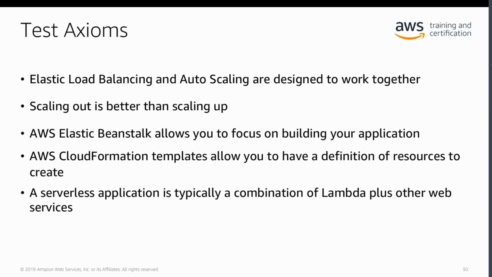Elastic Beanstalk allows you to focus on building your application and not worry about a lot of the underlying infrastructure deployment, whereas CloudFormation gives you a lot more control, allowing you to have a definition of resources that you want to create and run that through the engine. And a serverless application is typically a combination of Lambda code plus maybe other services that are triggering it or that Lambda is interacting with.